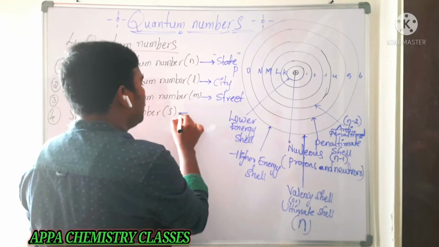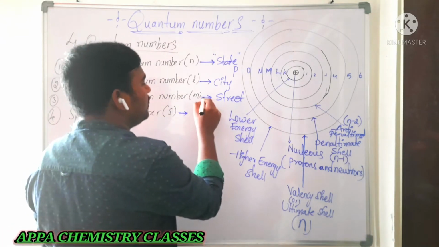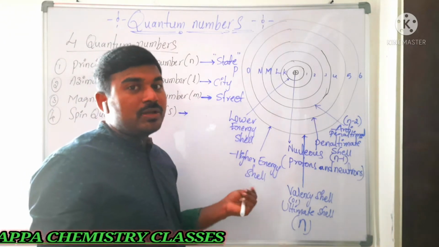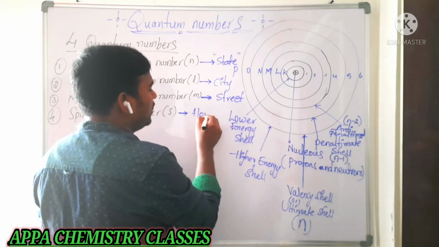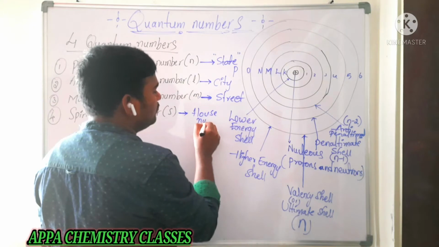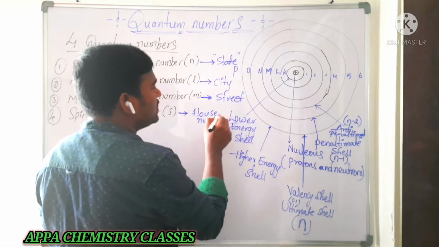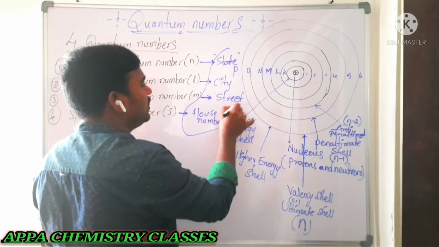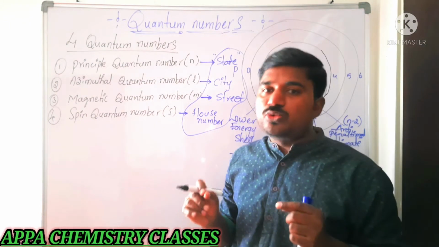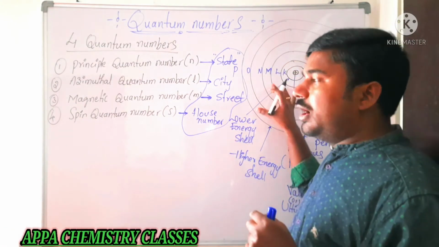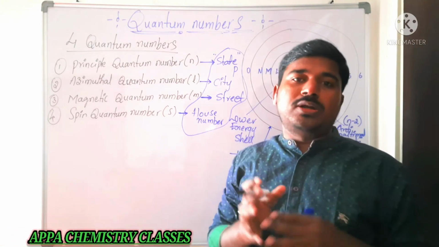After that, in a street we have so many houses. So in which house number is that thief hidden? That is the house number. Okay? So these are the 4 major things they need to identify the thief. In the same way, to identify the electron in an atom, we need the 4 quantum numbers.